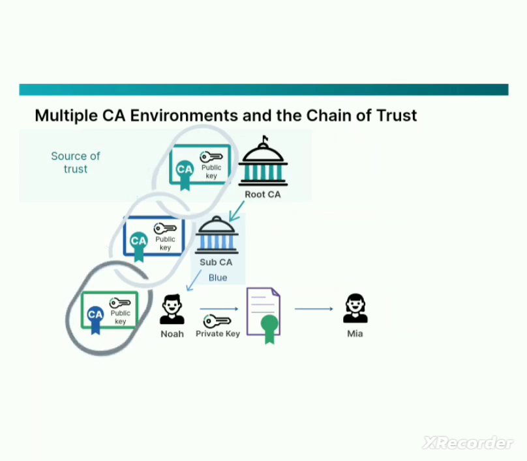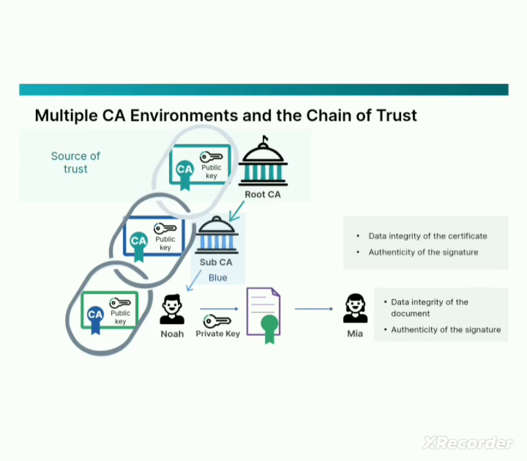Mia's application can use Noah's public key, found in his certificate, to verify the signature on the document. This verification can prove the integrity of the data and authenticity of the signature. However, at this point, Mia does not trust Noah's certificate. Mia's application retrieves the certificate of the CA that issued Noah's certificate. The blue subordinate CA public key verifies the integrity and authenticity of Noah's certificate, but Mia still does not trust Noah's certificate or the subordinate CA certificate.